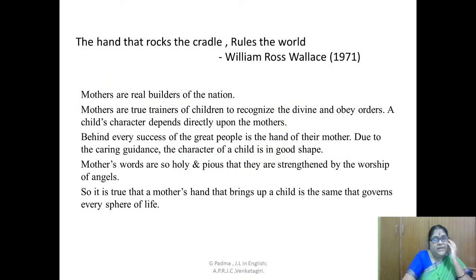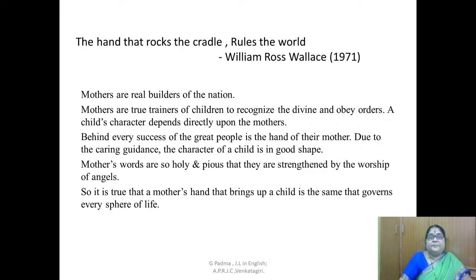When I was going through this poem, I was reminded of a quotation, a proverb also I can say. The Hand That Rocks the Cradle Rules the World is the name of the poem, written by William Ross Wallace in 1971. This poem is basically about the importance of mothers who are the real builders of a nation, he tells here.